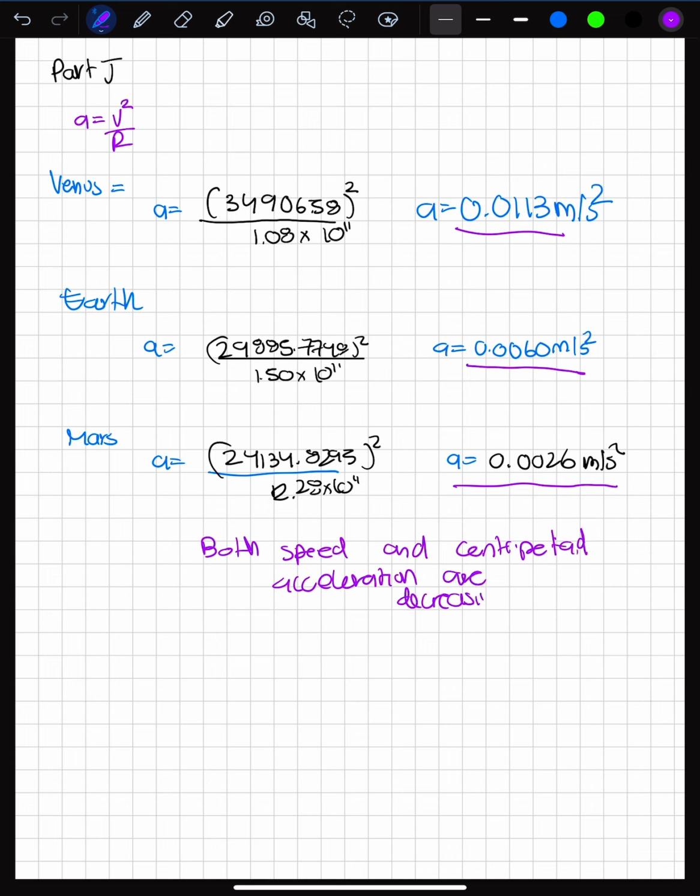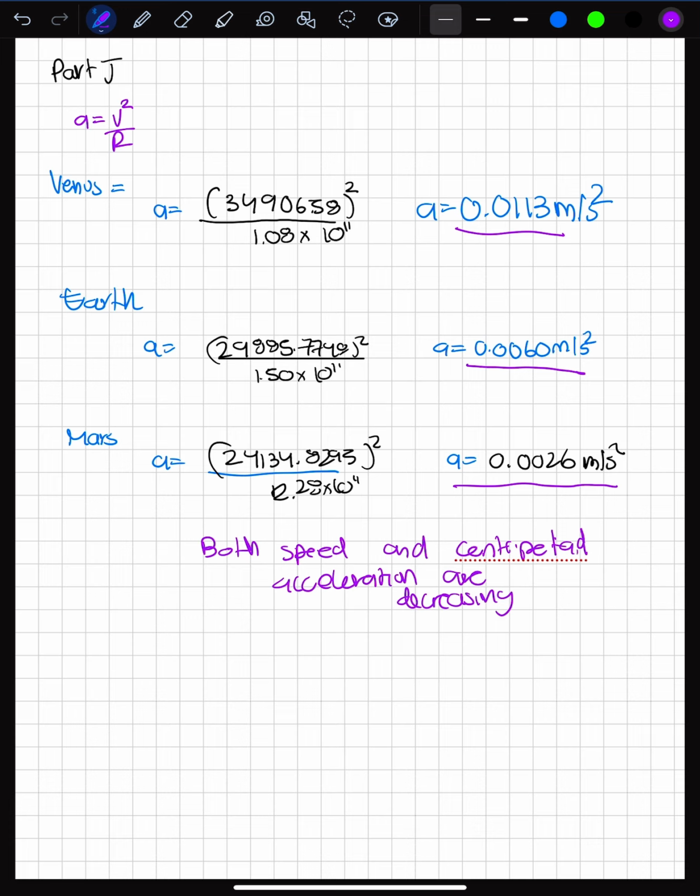Alright, so we just have that. Let's look at our next question. Object A is moving at a speed v in a circle of radius r. Object B is moving at a speed 2v in a circle of radius r over 2. What is the ratio of the period of object A to the period of object B?